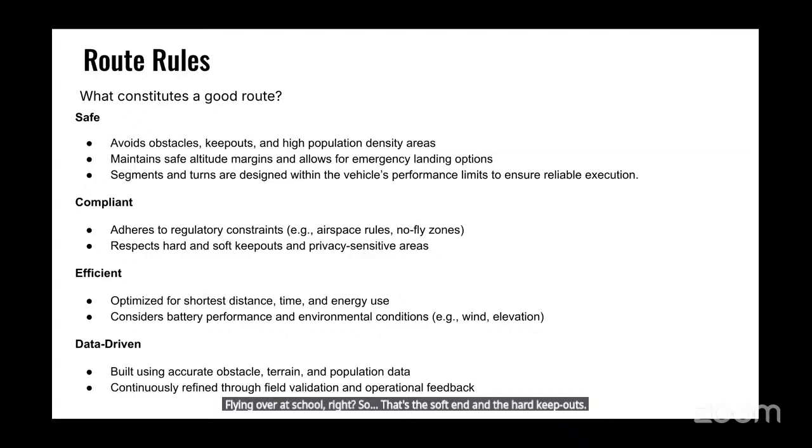And then it has to be efficient. So we are trying to get to customers. Mind you, it's like medical supplies that we are delivering. So we want to make sure that we are getting to our customers as quickly as possible.